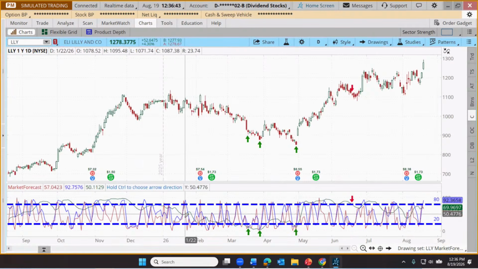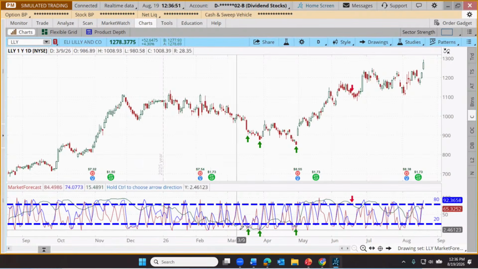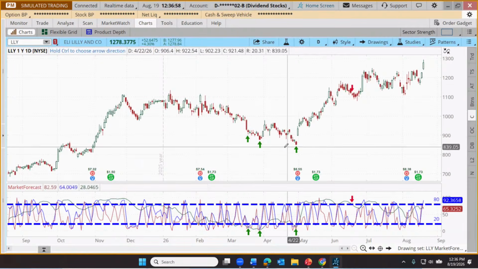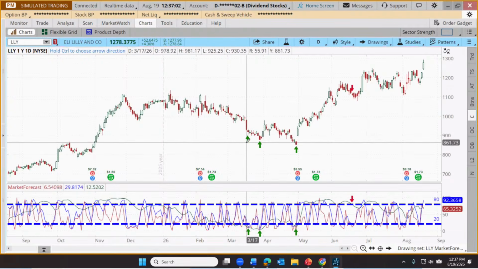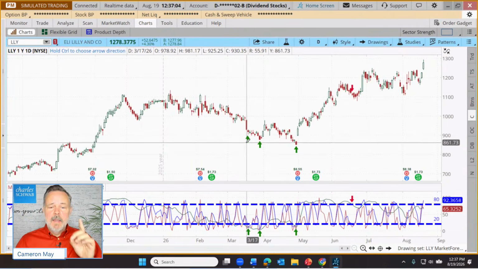So when these oscillators poke down below 20, which the red line does very frequently, the blue line does less frequently, and the green line doesn't do it very often at all, that may indicate that stock prices are getting to or near low levels, right?